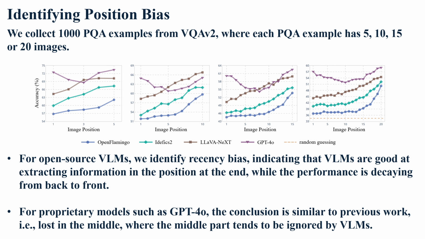Here we collect 1000 PQA examples and evaluate in 4 scenarios, where each scenario has 5, 10, 15, or 20 images. This figure shows the accuracy across different positions of images. We can see that for open source vision language models like OpenFlamingo, we can identify a notable recency bias, which indicates that the model is good at reasoning at the end positions, while this performance decays from back to front. For closed source models like GPT-4, the conclusion is similar to previous NLP work, the lost in the middle phenomenon, where the middle parts are the model's weakness.